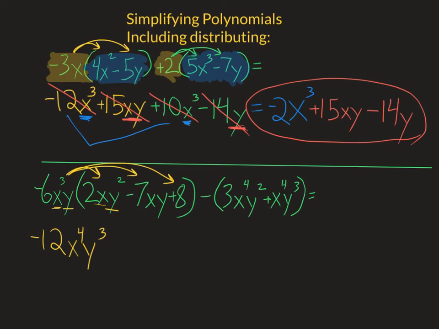Now I've got -6 times -7, positive 42. x^3 and x is an x^4. I don't know why the screen does that, guys. Sorry.